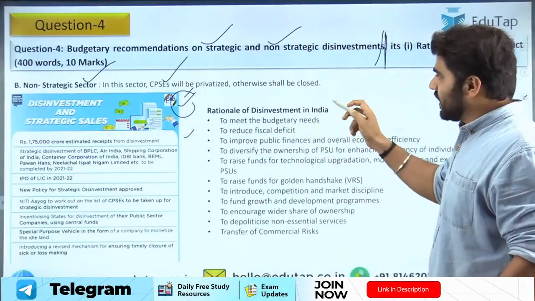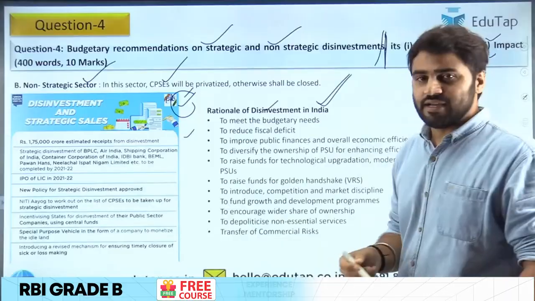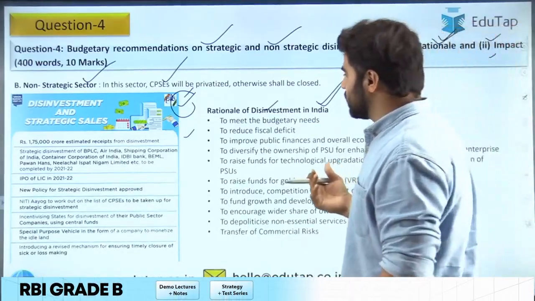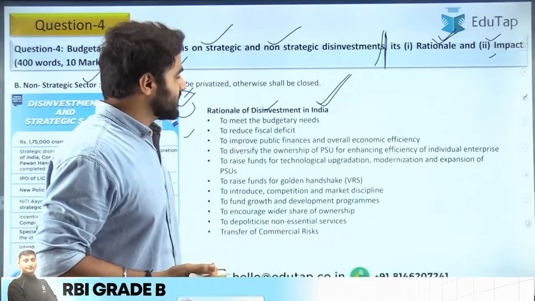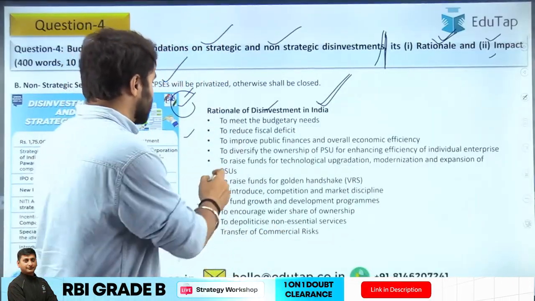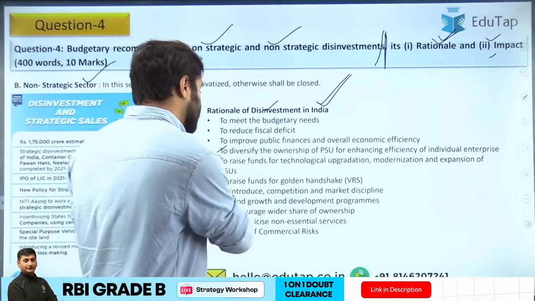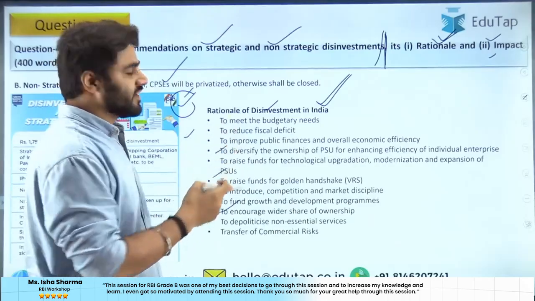So now let us discuss the second component, that is the rationale of disinvestment in India. So what can be the rationale? It can be to meet the budgetary needs, it can be to reduce fiscal deficit, it can be to improve public finances and overall economic efficiency. Here you can also read to raise funds for golden handshake, to encourage wider share of ownership, etc., right? So this is the rationale behind the disinvestment in India.